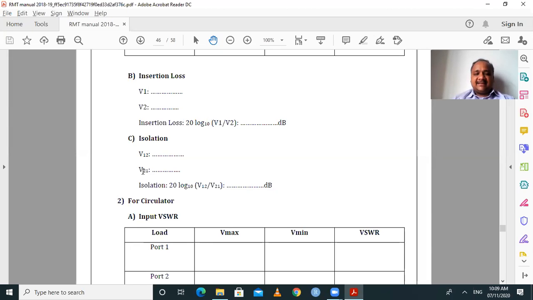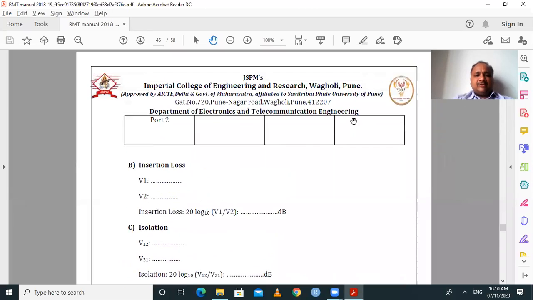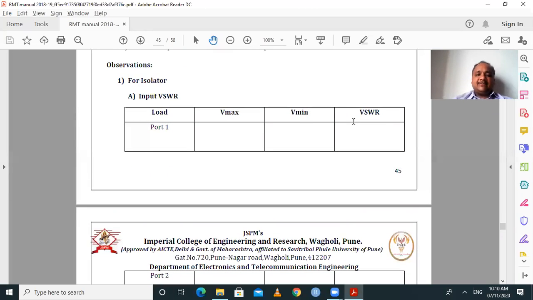So that is the condition: input at port number 2 and output at port number 1. When you know the values of V12 and V21, you can easily calculate the isolation using the formula 20 log to the base 10 of V12 upon V21. Similarly, you can calculate the VSWR, that is the input VSWR, for this particular isolator.